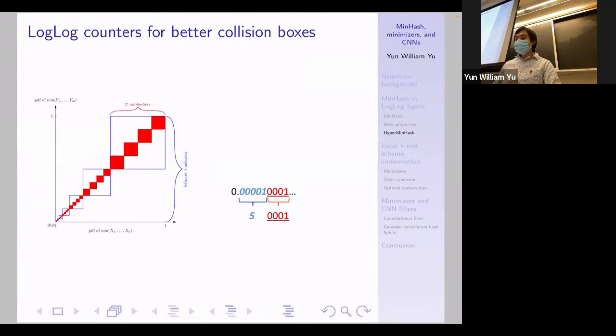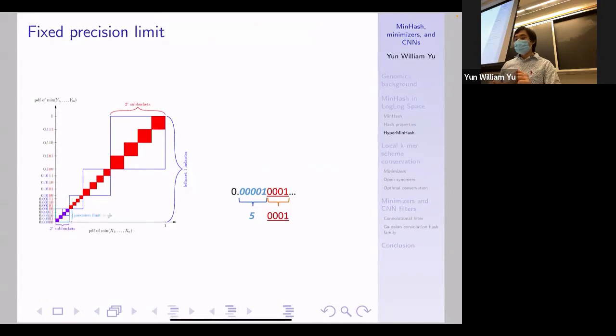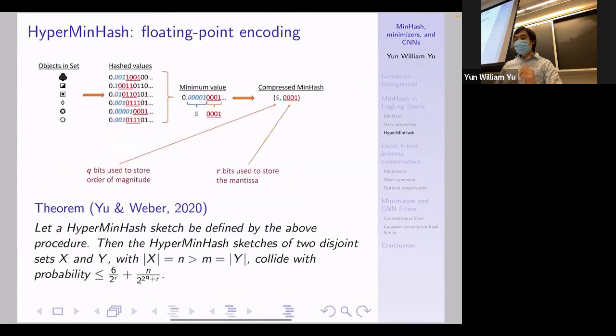or something like that. And when you do this, it turns out you also have some fixed precision limit, because you don't have an infinite number of bits to store the minimum value. But when you do this, it turns out that the number of collisions is fairly small, and we can bound it as less than or equal to 6 over 2 to the r, where r is the number of bits used to store the mantissa, plus n, where n is the number of elements in the bigger of your two sets, divided by 2 to the q plus r.